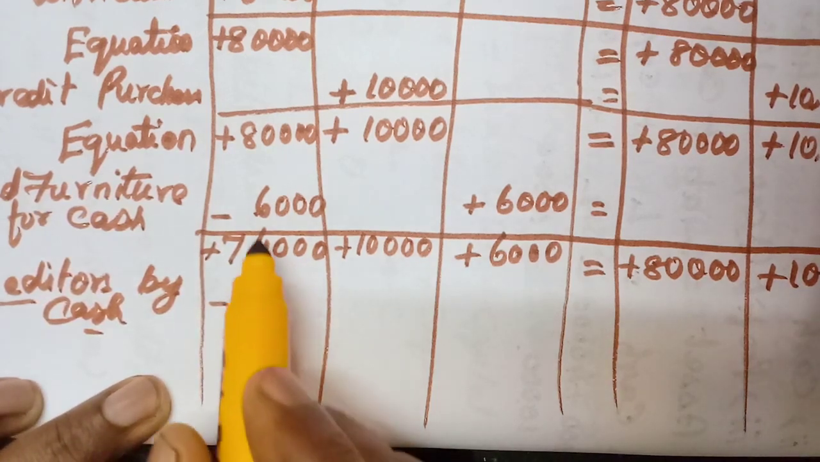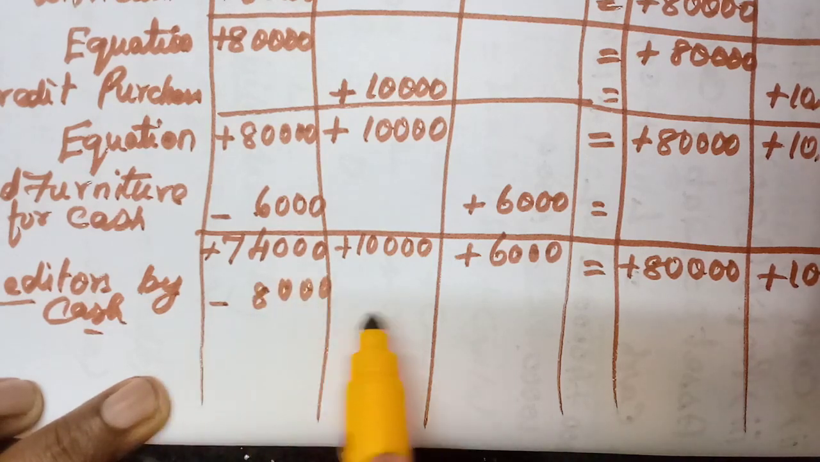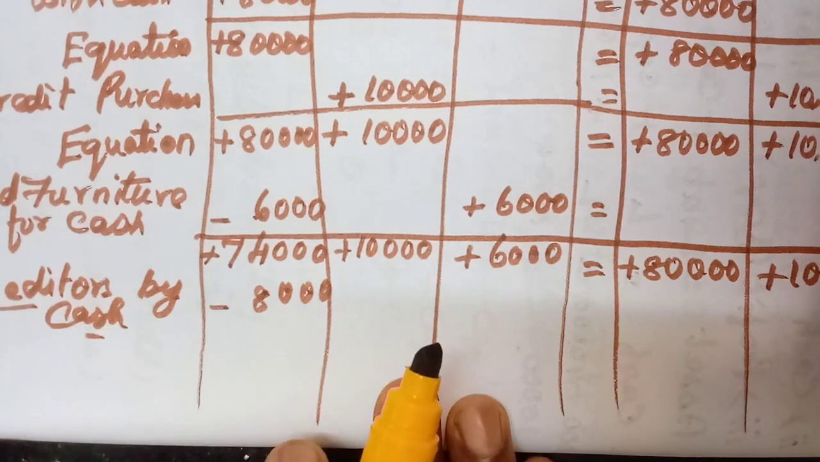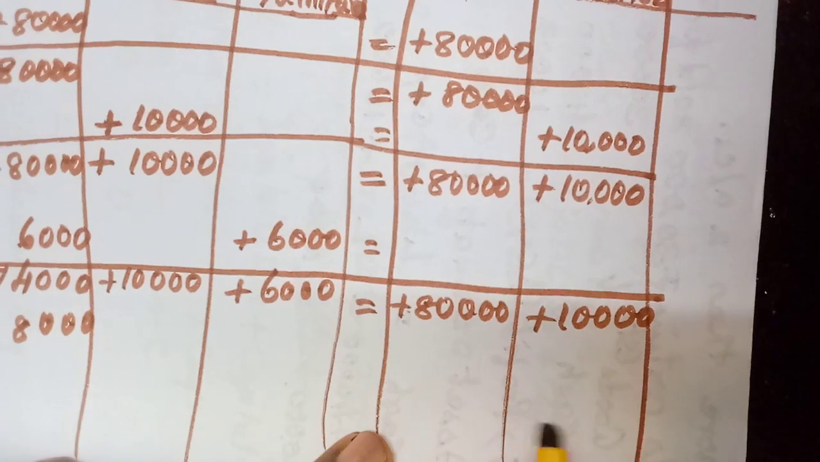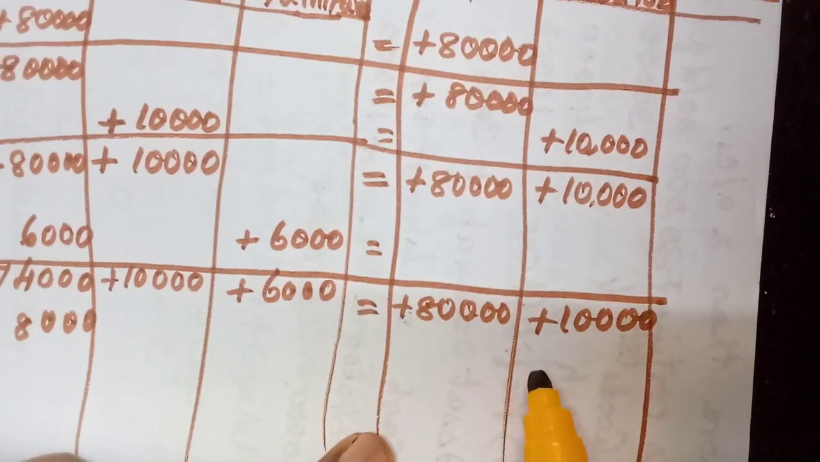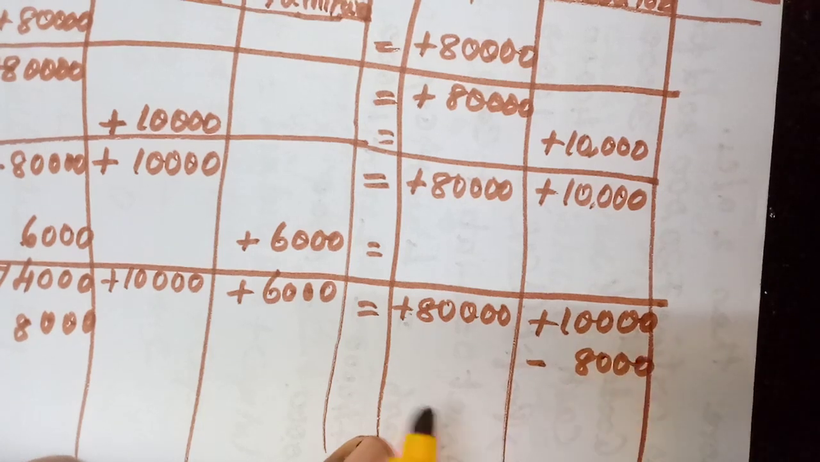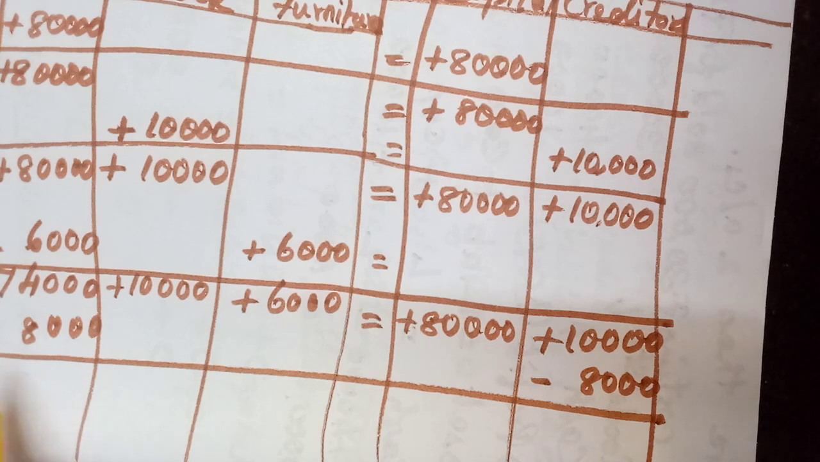So just write straight from 4, then only it is coming 8,000. Then cash we have written. Creditors: we are paying to creditors. So creditors, a liability, is also decreasing. Minus 8,000. Okay, now we have written. Now we need to write the total.